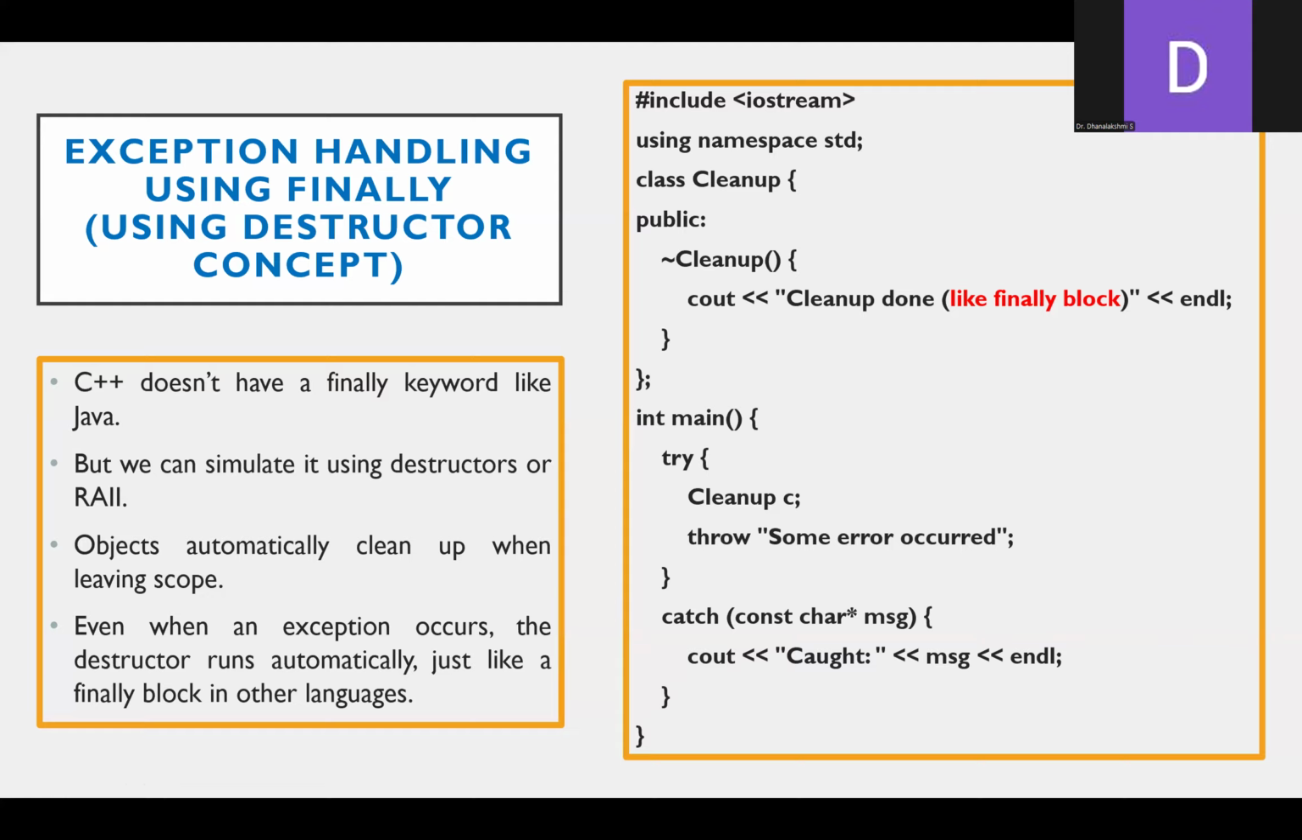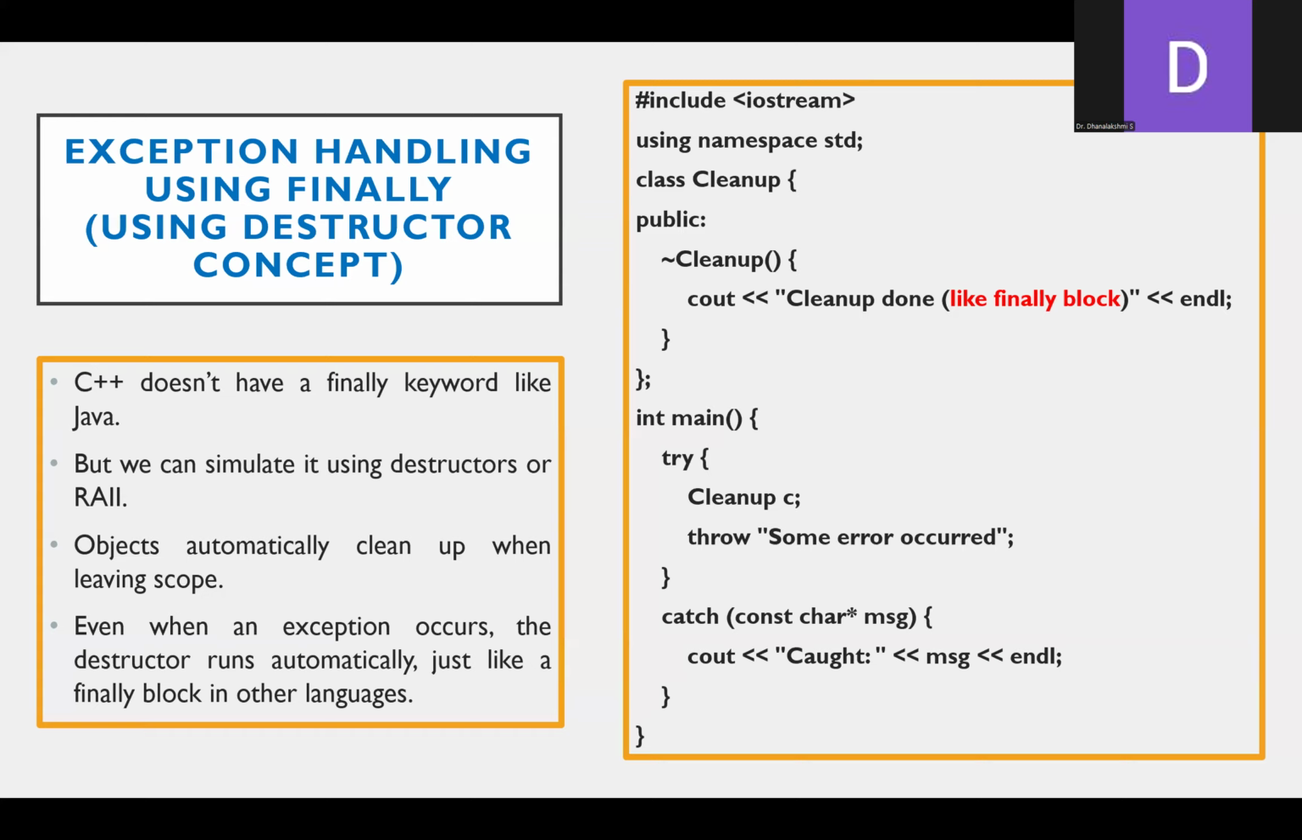And it will print "cleanup done". So it works like a finally block. This behavior mimics what a finally block does in Java or Python. C++ does not have an explicit finally block. Instead, the destructors of local objects act as automatic cleanup points. It's a very important point. I'm repeatedly telling this point, kindly note it.